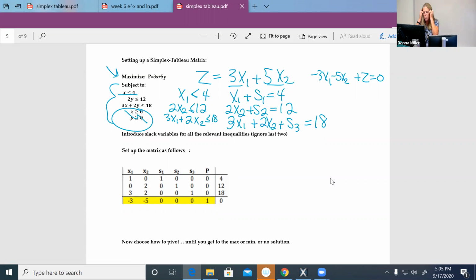All right, so now I'm going to make a matrix out of these. If you look at this, the first equation is in the first row. So x1 you see is 1, s1 is 1, and the answer is 4. See how they just plug it in?